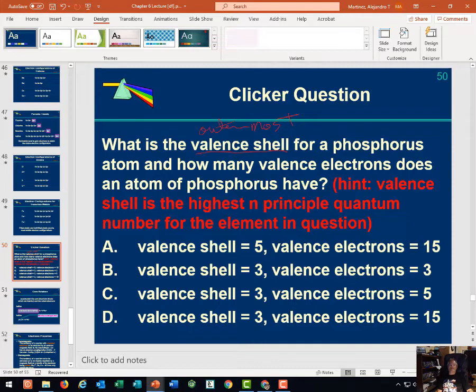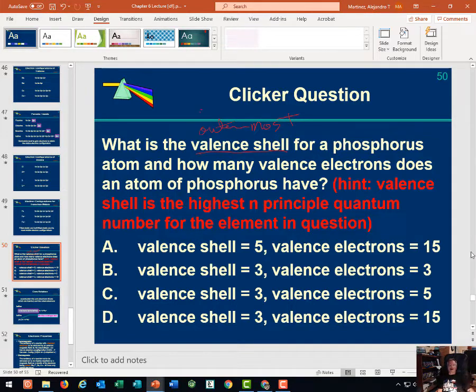Chemistry happens in the electrons that are furthest away from the nucleus. Those are the ones that are most weakly held. If it's a metal, it tends to give up an electron. If it's a non-metal, there tends to be a space available in the valence shell where an electron or two or three can come in and join that valence shell. So the valence shell is the outermost shell.